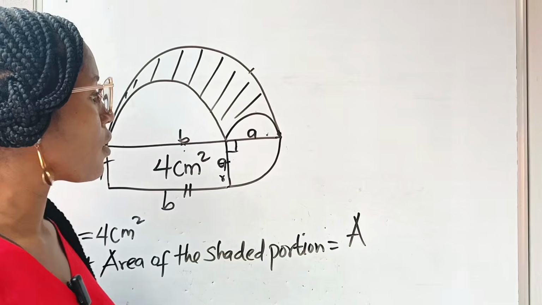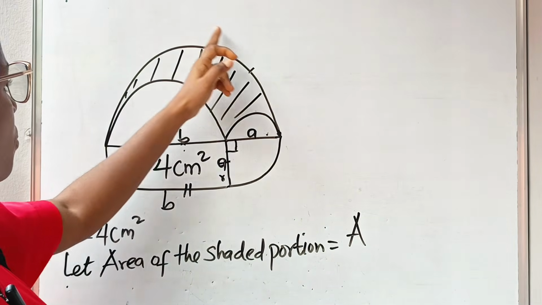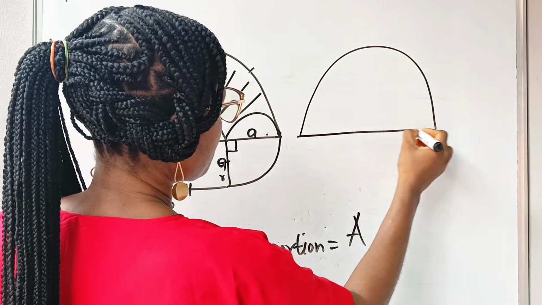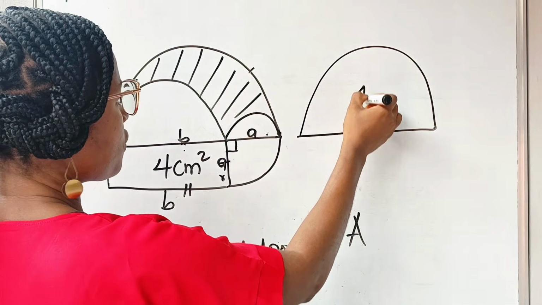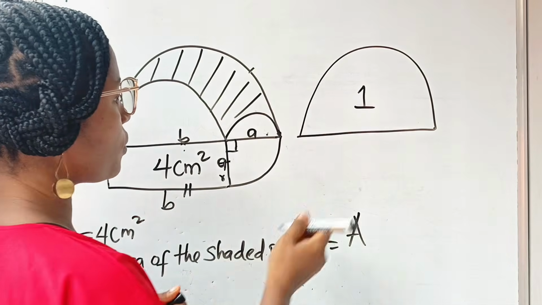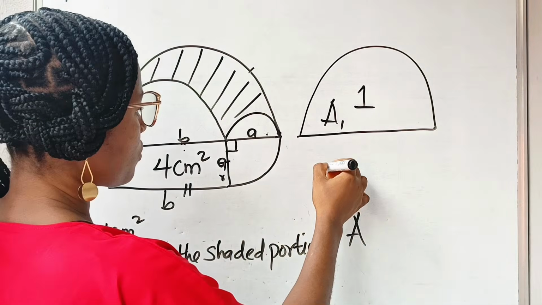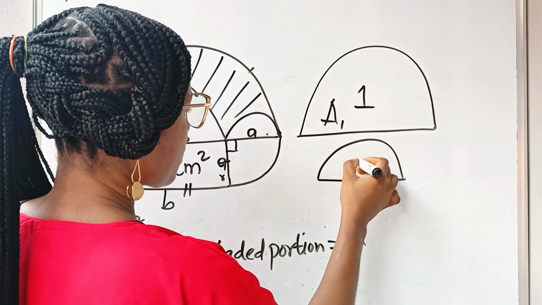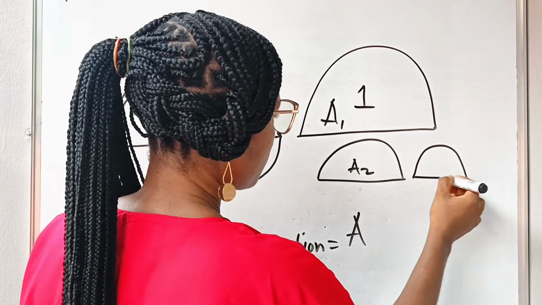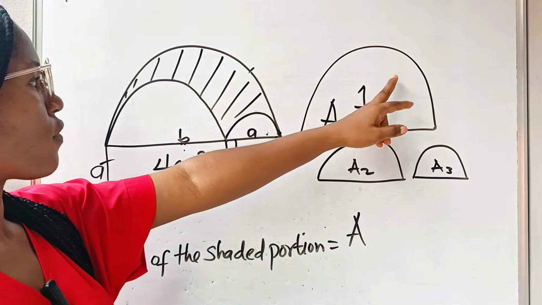Now looking at the diagram, it's obvious that to get A, we need to get the area of the big semicircle, this big one. Let's call it the first semicircle, because unfortunately we have 3 semicircles. So we need A1, let's call this A1. Right, and we need the area of this smaller semicircle, this smaller one, let's call it A2, and we need the area of this smallest one, let's call it A3.